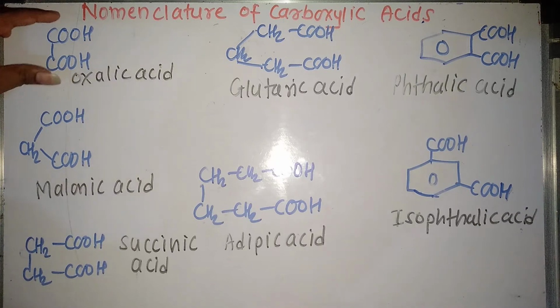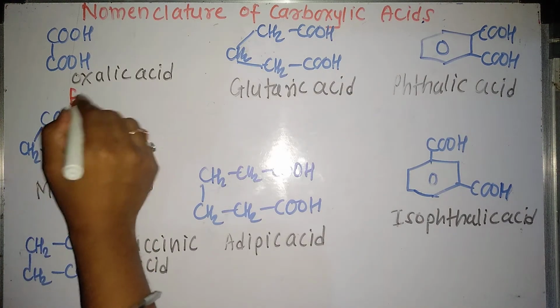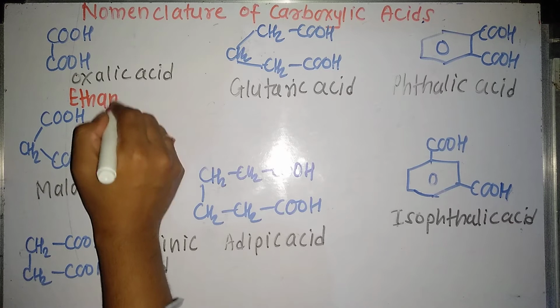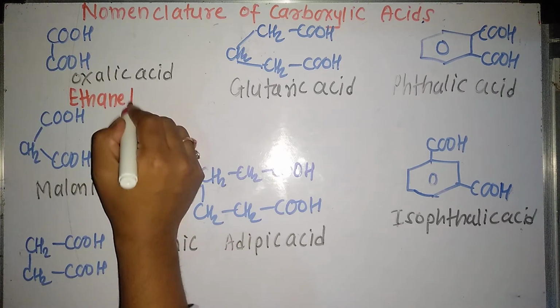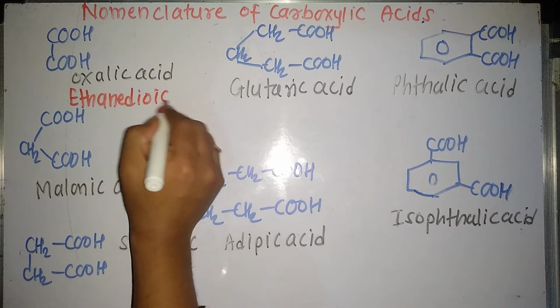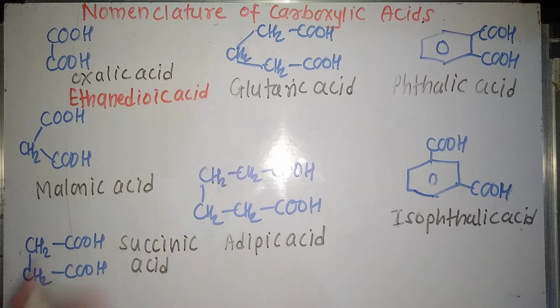Now we'll see the IUPAC name of the dicarboxylic acid. If we have two similar functional groups in the molecule, at that time we are not going to replace the E of the alkane. Remember, how many carbon atoms do we have? Two. A two-carbon alkane is ethane. We are not going to replace the E here. Keep E as it is. Since two carboxylic groups are there, so dioic acid. The name will become ethanedioic acid.